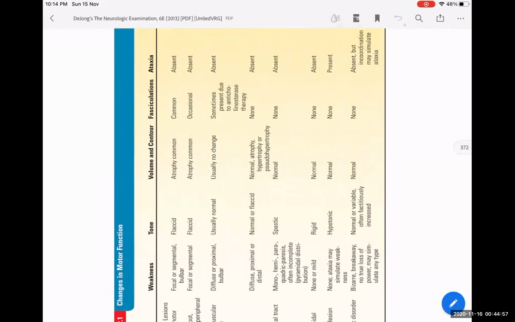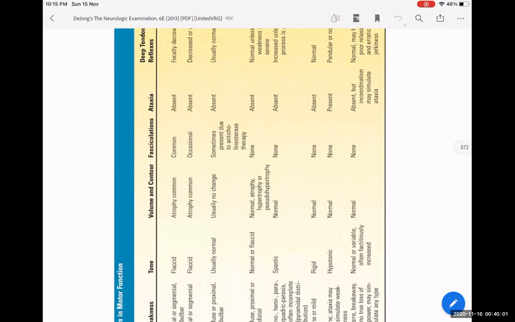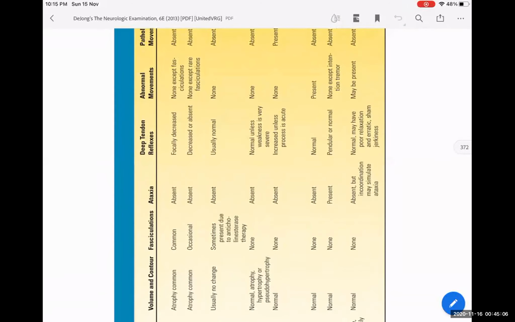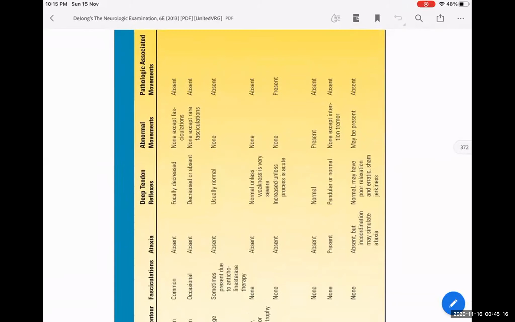The volume will be normal, except in prolonged cases where you can have diffuse atrophy. Fasciculations will be absent, ataxia will be absent. Ataxia again rules out cerebellar involvement, not necessarily, the posterior column can also be involved. Deep tendon reflex is usually increased, and unless it is acute, associated abnormal movements are absent. Pathological movements can be present. So this is a cortical lesion, right?